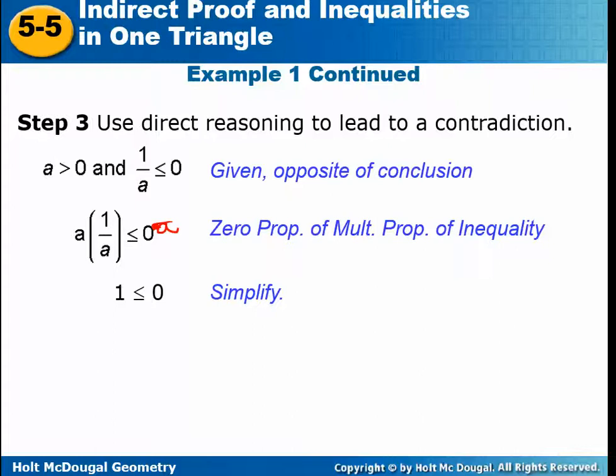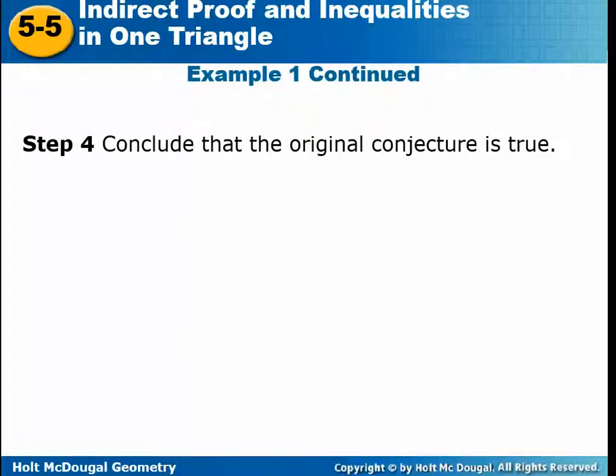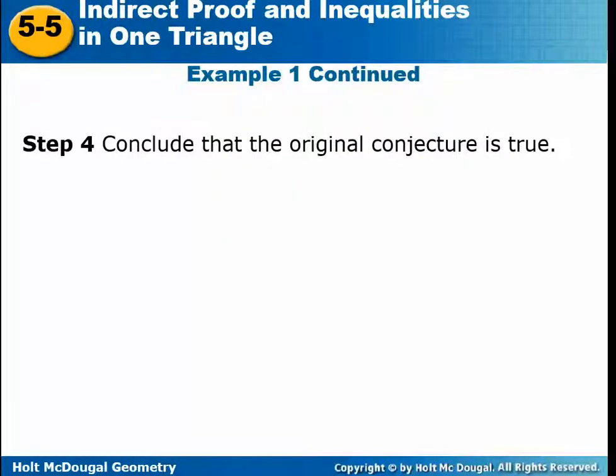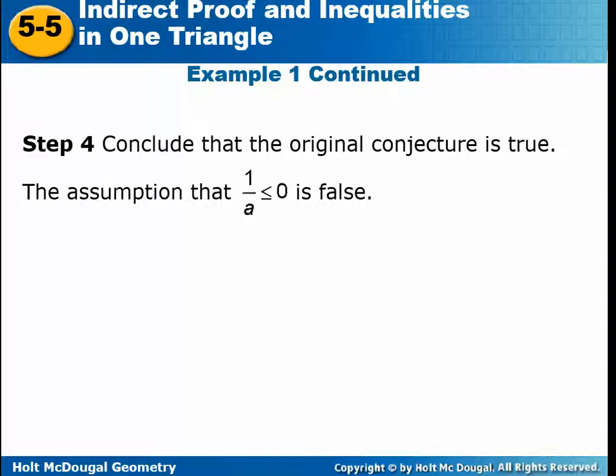Wait a minute, 1 is less than or equal to 0? That is false. That is a contradiction. That is not true. 1 is greater than 0, not less than. So therefore, our original conjecture is true because our assumption was false. So our original conjecture is true. That's an example of an indirect proof. So that means that 1 over a is greater than 0.